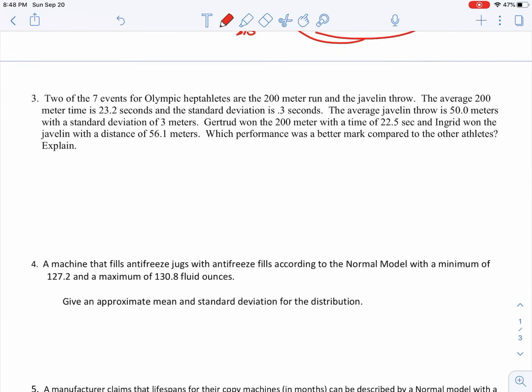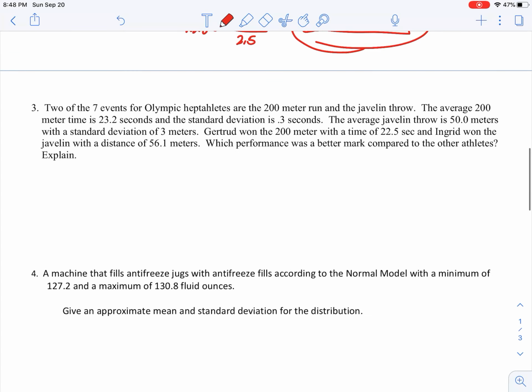All right, 2 of the 7 events for the Olympic heptathletes are the 200-meter run and the javelin throw. The average 200-meter time is 23.2. So the mean of the 200 is 23.2 and a standard deviation of 0.3. And we have the javelin, which has a mean of 50 meters and a standard deviation of 3.